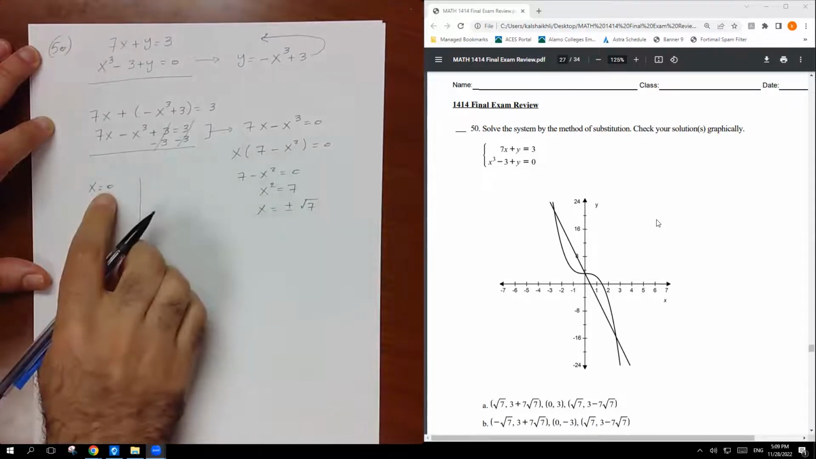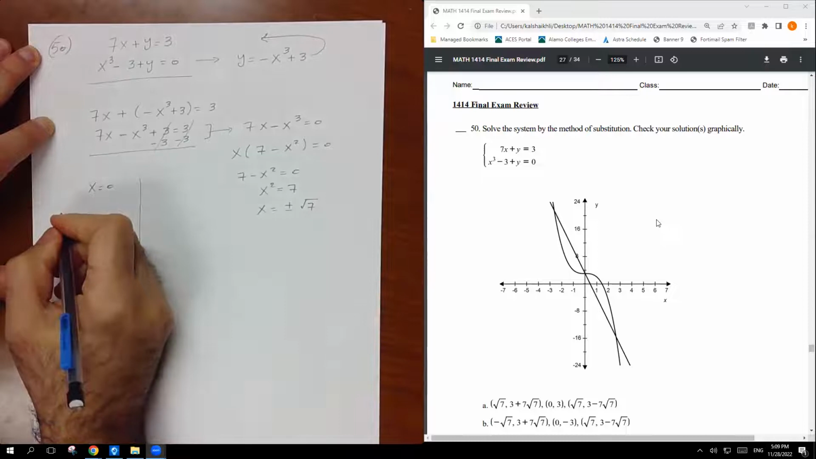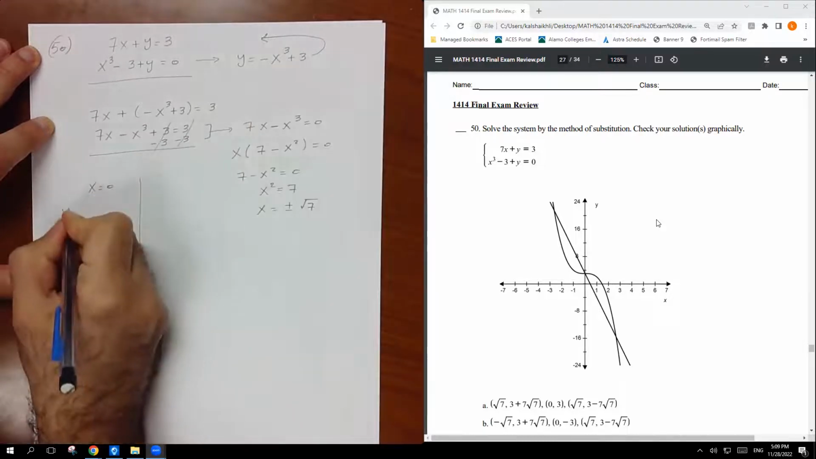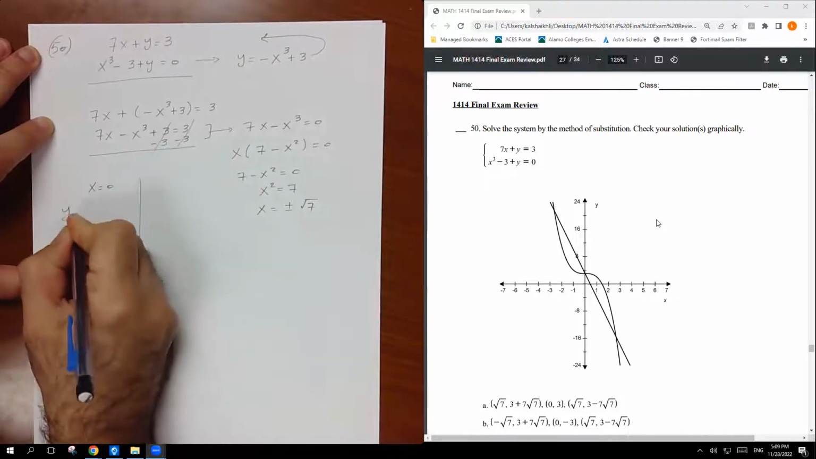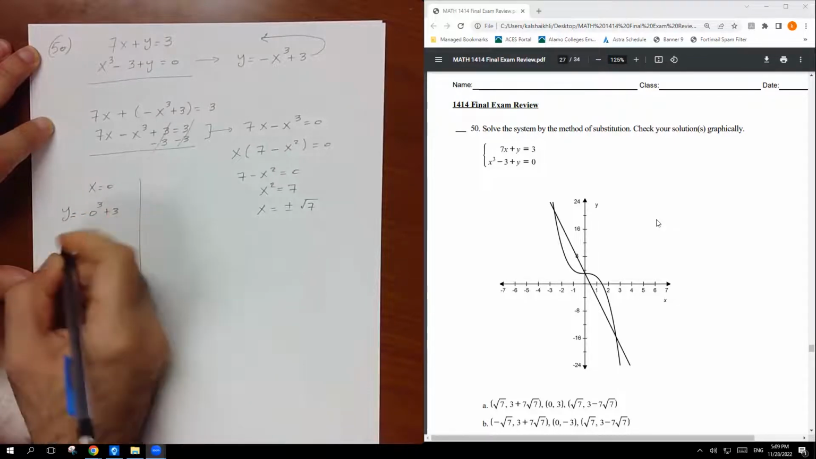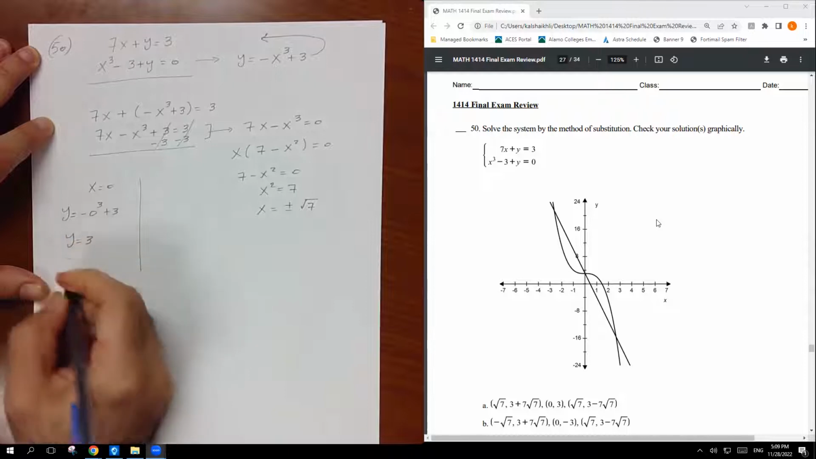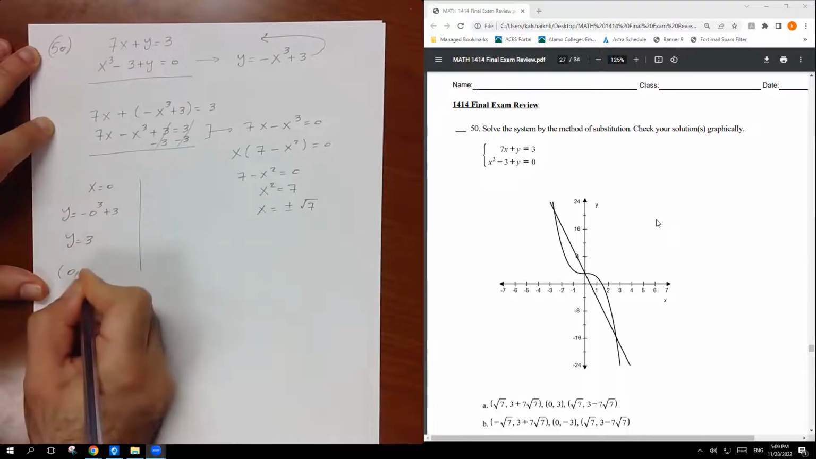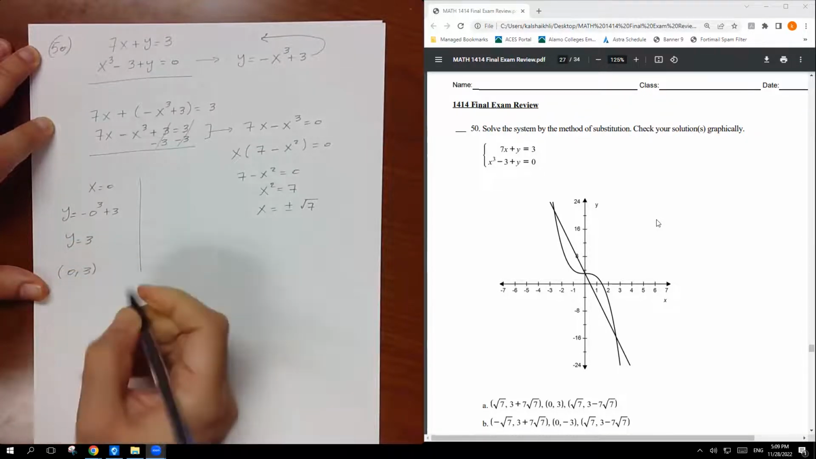When x equals 0, we need to find the y. So I'm going to plug in here. That means y is going to be equal to negative 0 cubed plus 3. So y is going to be equal to 3. So the first solution, we have x is 0 and y is 3.